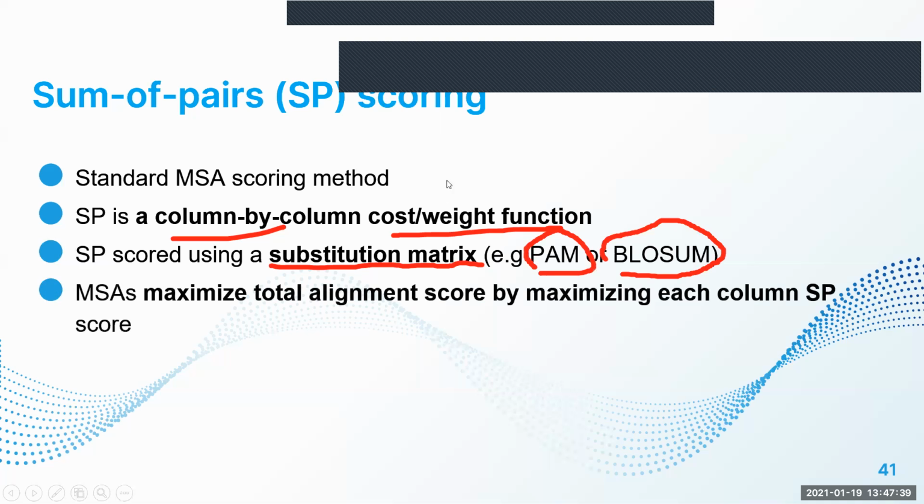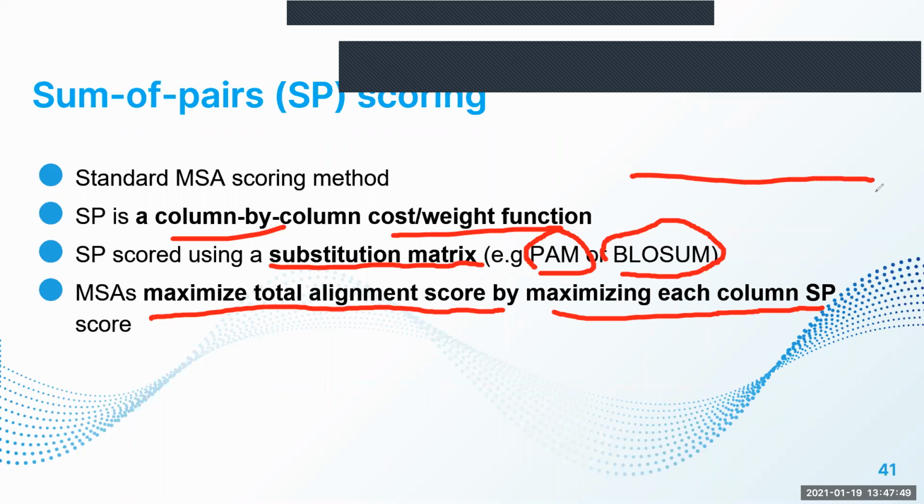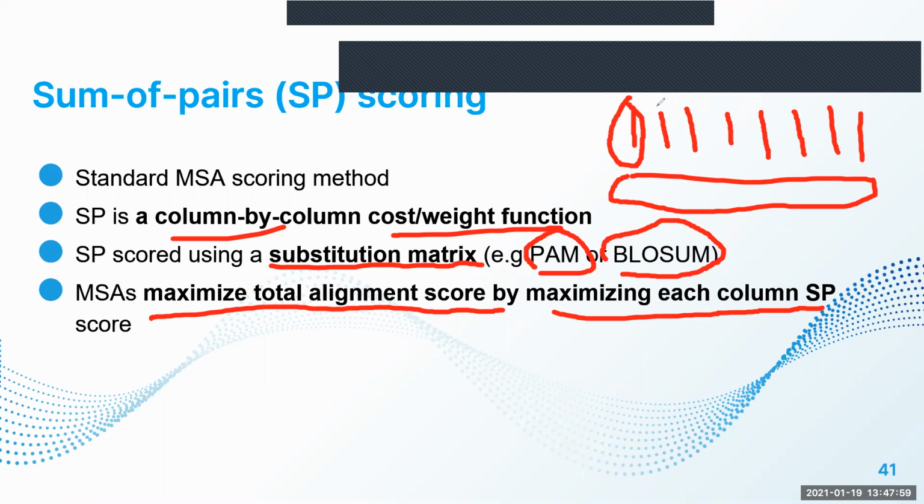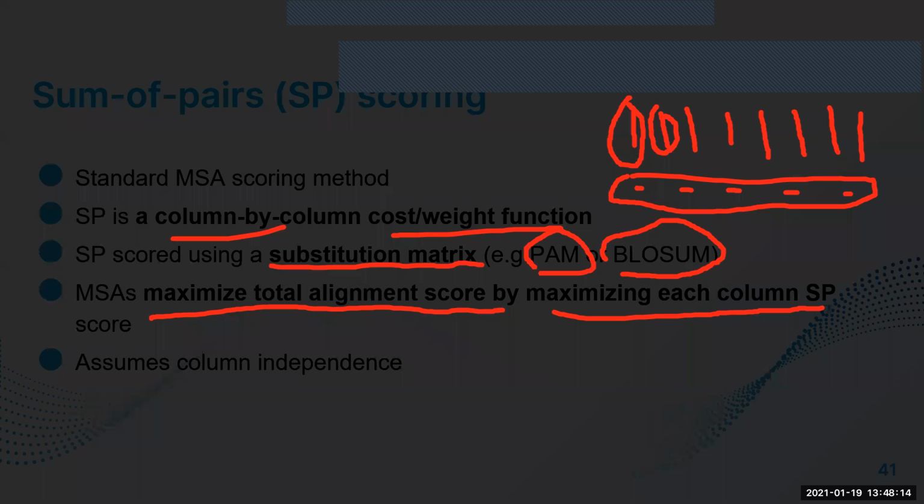Then we try to maximize the total alignment score by maximizing each column value, right? So we try to get the maximum value for each column. If you get the maximum value for each column, then simply you get the maximum value for your whole alignment, right? Okay, so that's it.